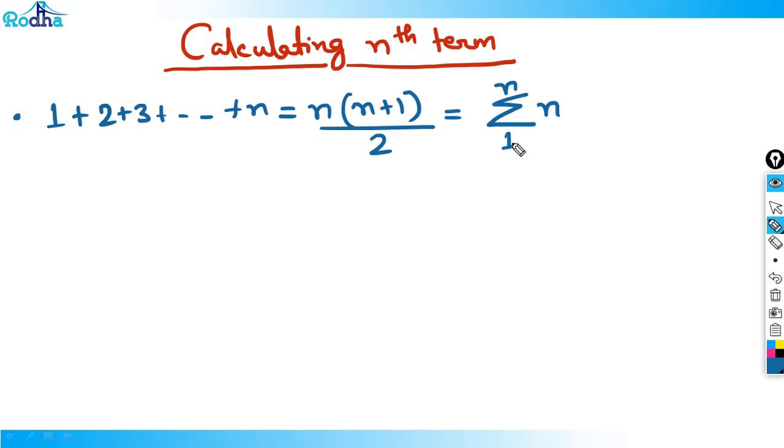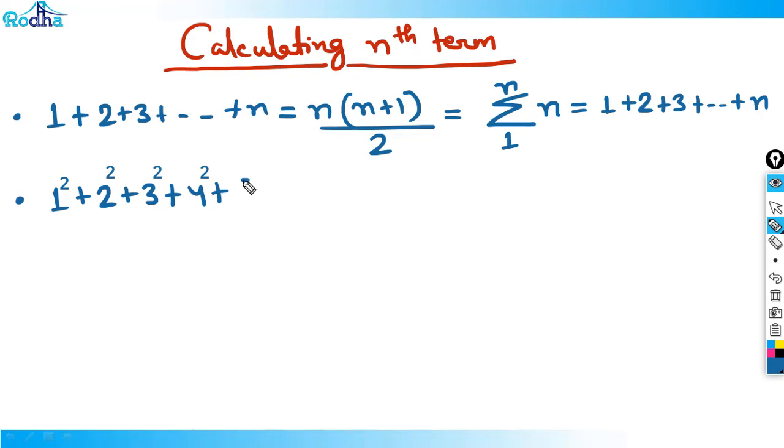That means we are adding all the terms from 1. If I break this sigma, it basically means summation from 1 to n. If I put n equal to 1, I get 1. If I put n equal to 2, plus 2. If I put n equal to 3, plus 3, till n. This is the meaning of sigma 1 to n.